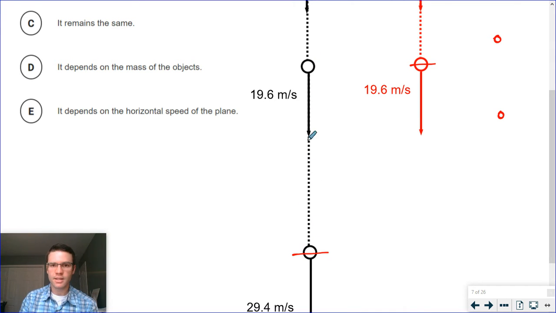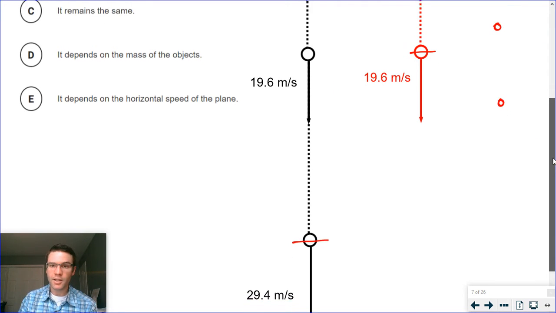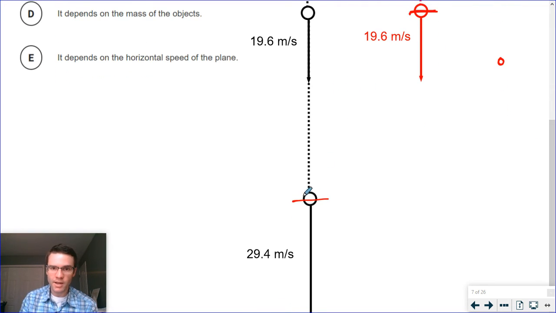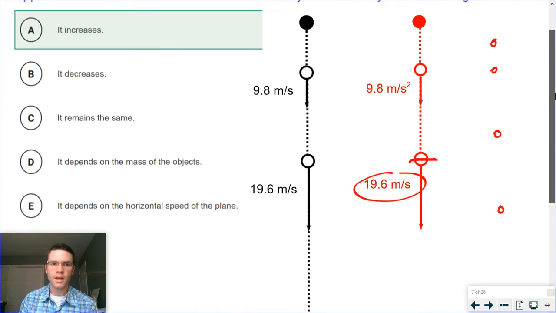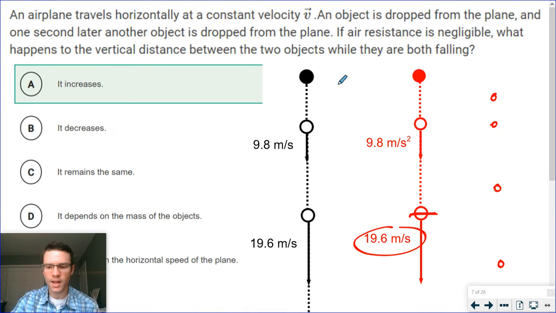That distance is going to just continue to increase, and here's why. At any point in time, this is the same point in time right here and here, the black ball always has a greater velocity than the red ball. It's accelerating at the same acceleration, but every second that passes, both of them increase by 9.8 meters per second, and it's always going to have a greater velocity. If it's always traveling faster than the red ball, it's always going to get a greater distance between the two. So that's your conceptual understanding for why that problem is A, it increases.